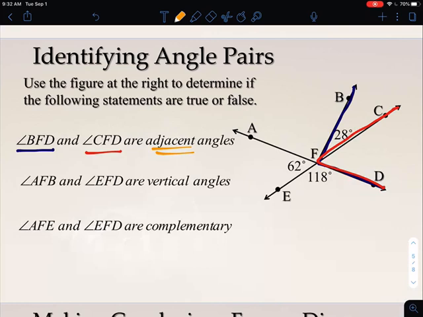Now for adjacent, remember, my angles need to be side by side. So when they share that side, it's got to be two separate angles that are side by side. Now when I look, these two angles do share a side right here, but that side isn't in between, which means this is a false statement. Those two angles are not adjacent because they're not side by side.